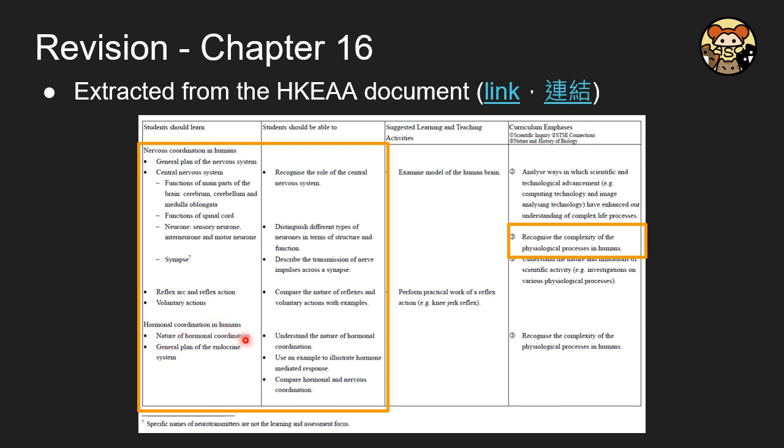And for hormone response, the nature is chemical, and we have to understand where those hormones are produced and what the possible functions are in this particular chapter, because greater details will be discussed in chapter 18 and also your elective section.